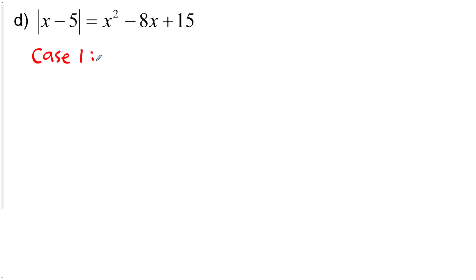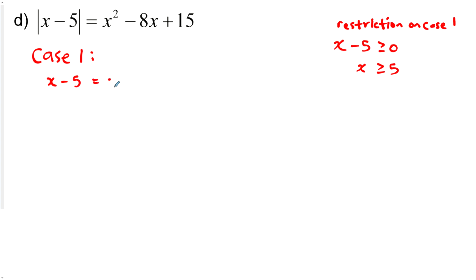Case 1 is when x minus 5 is greater than or equal to 0. Do some algebra, x is greater than or equal to 5. So that's the restriction on case 1. All right, now we actually go to solve it. So I've got x minus 5 here and x squared minus 8x plus 15. Okay, now for the restrictions, notice I'm only dealing with what's inside the absolute value brackets.